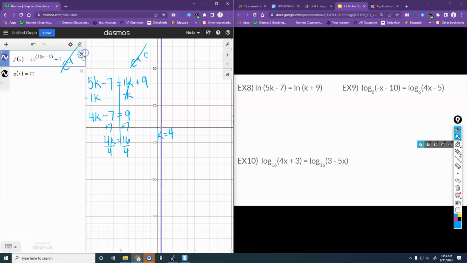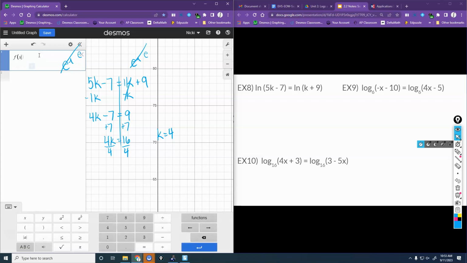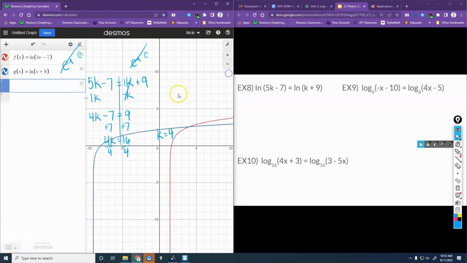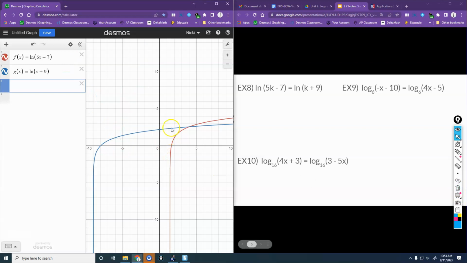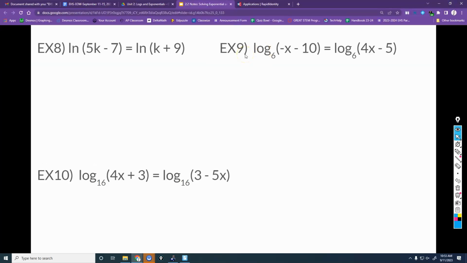So, using Desmos to check here. F of x equals natural log of 5x minus 7. G of x equals natural log of x plus 9. Let's hit the house button so we can see it. And right there, 4 is our x coordinate. Okay? Sometimes you run into issues with these, so we just need to be careful. I don't know if this one does or not. I can't remember.